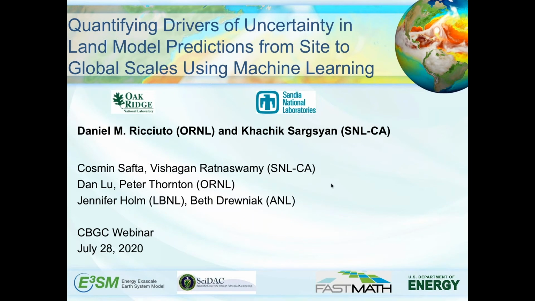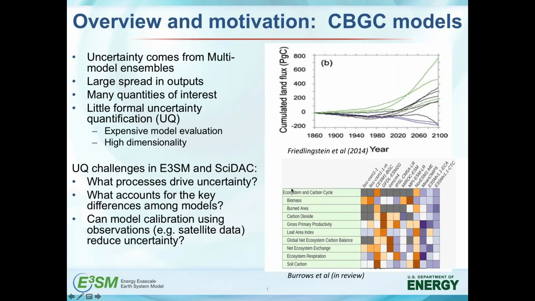So I'll jump in to some overview and motivation for this work. And so when we look at uncertainty in these global coupled models, a lot of that is analyzed from looking at multi-model ensembles, where we have different modeling groups contributing, and in some cases, few ensemble members contributed by individual groups. And what we often see are large spreads in outputs, for example, cumulative land flux from past to future through 2100. But there are many quantities of interest that these models predict.